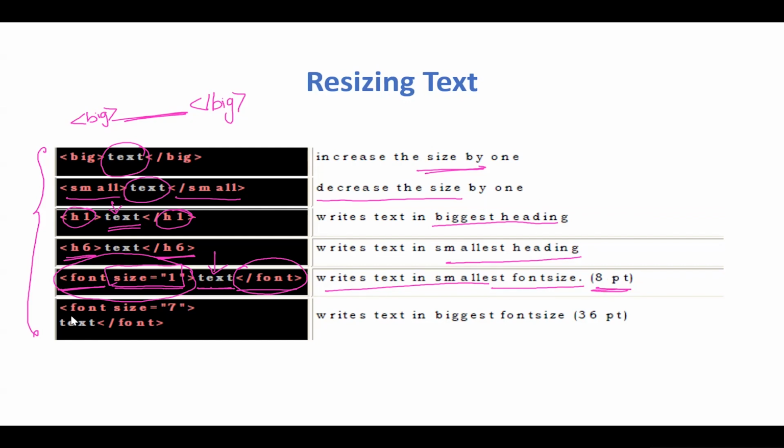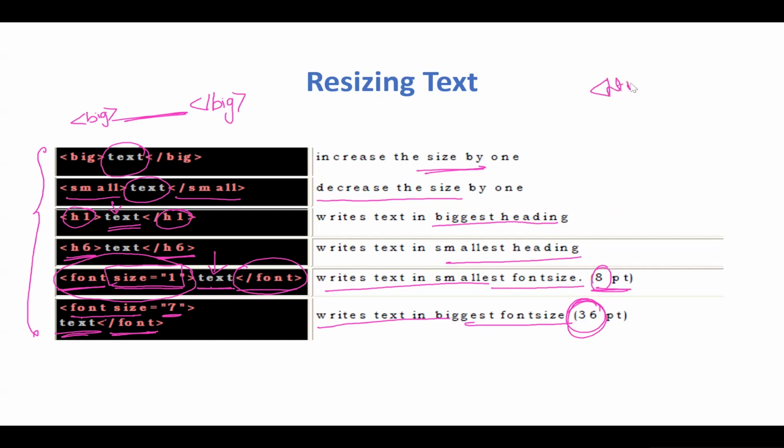Okay. And next, I'm doing the opposite of this. I'm saying font size equals 7, and I'm writing certain text and closing the font. Now what happens here? It writes the text in the biggest font size. And that is nothing but 36 points. So 8 is the smallest, 36 is the biggest. Okay, I hope you are getting a clear idea about this.